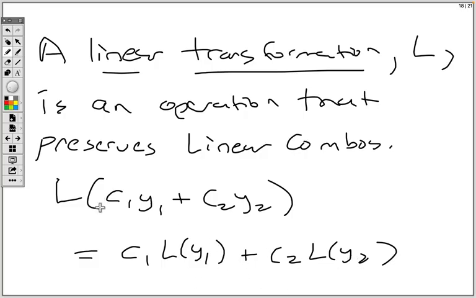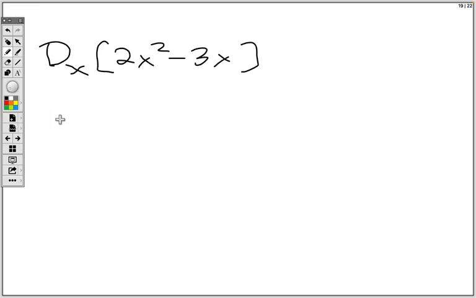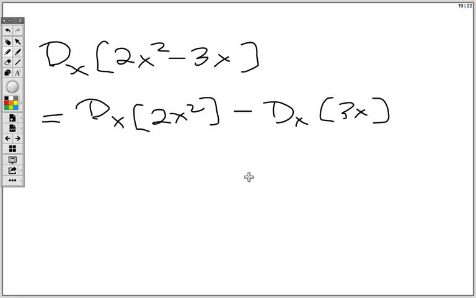Okay. Now, you've already seen a couple examples of linear transformations. For example, fan favorite, the derivative. If you want to take the derivative of 2x squared minus 3x, you probably do this without even thinking about it because you're so practiced with this thing. We have a sum and difference rule that says I can take the derivative of 2x squared minus the derivative of 3x, and we have a constant multiple rule.